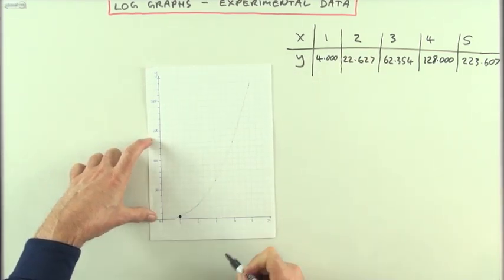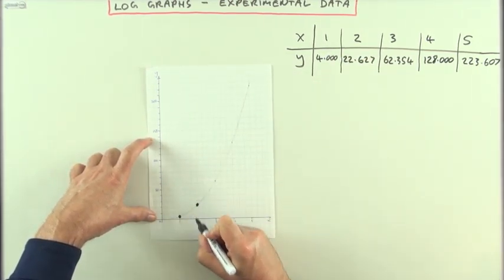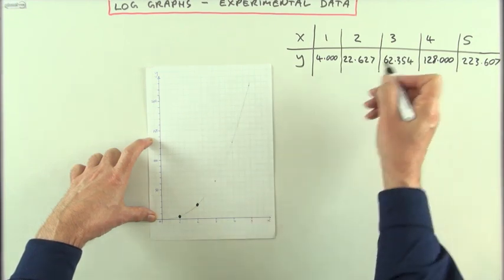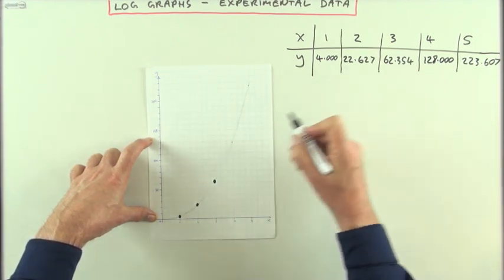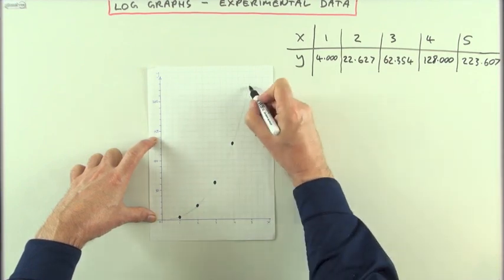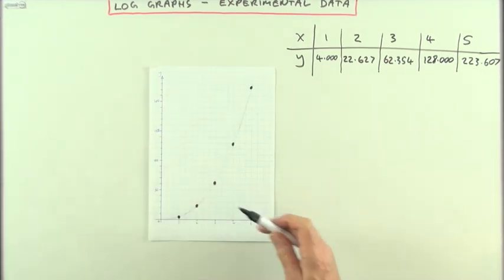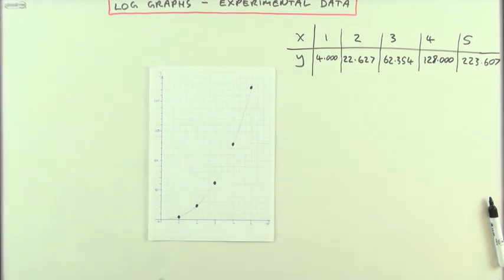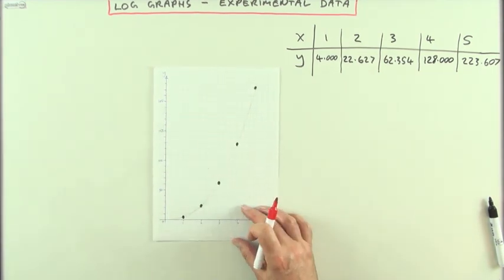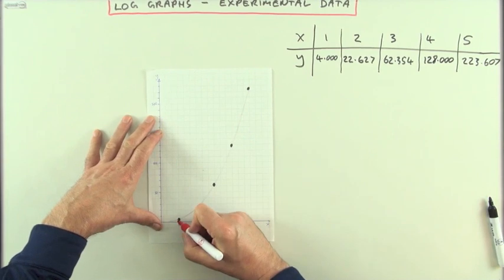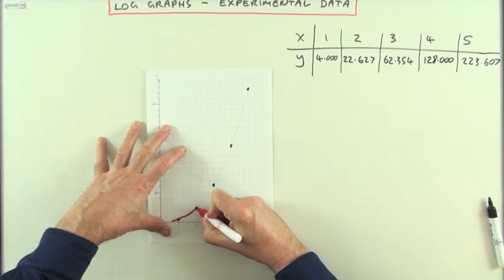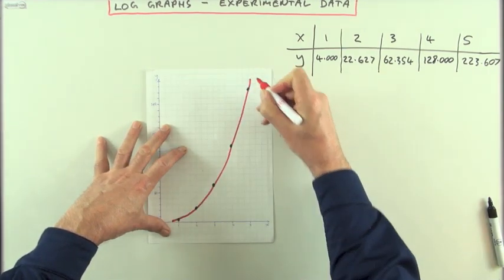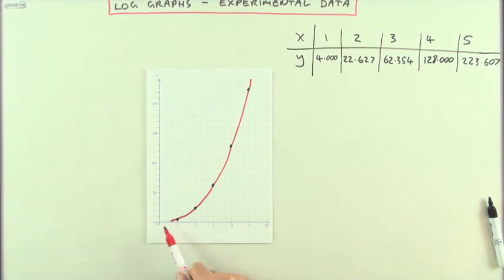When x is 1, y was 4. When x is 2, you've got 22.6. When x is 3, it goes up to 62. When x is 4, it's 128. When x is 5, you're up at 223. You can see quite clearly it's climbing. That's not a straight line. It's a curve, so it probably involves some power. But what type is it? If you were to draw a line through the points, you can see that it's a curve, but I've not got the information about the origin here.